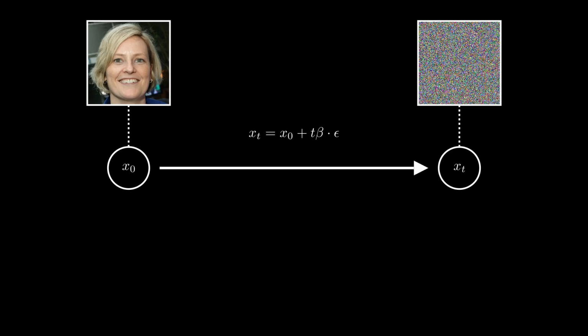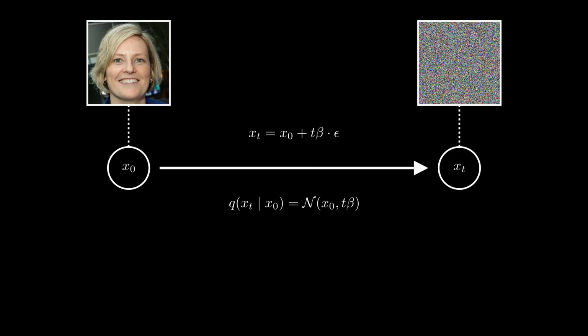If we think a little, we can write a simple formula to describe what happens at any given step. We simply add beta amount of Gaussian noise to x0. So at time step t, xt knowing x0 is a Gaussian distribution centered at x0 with variance t beta.